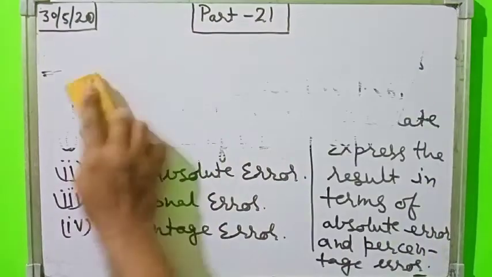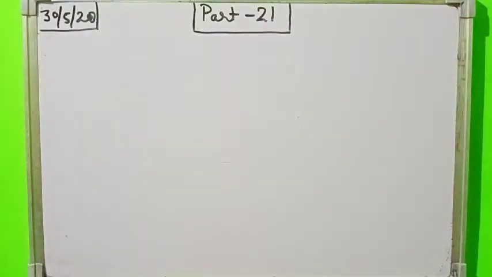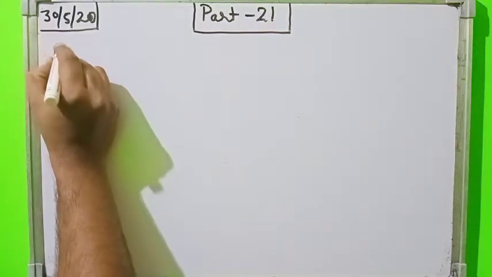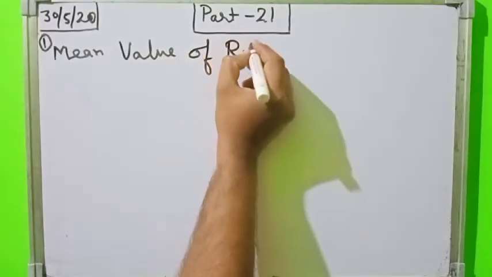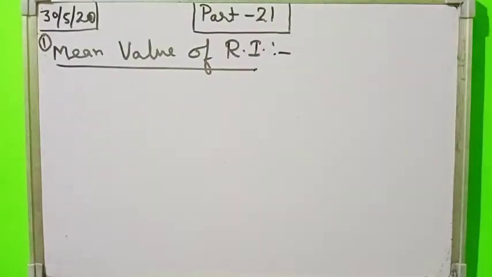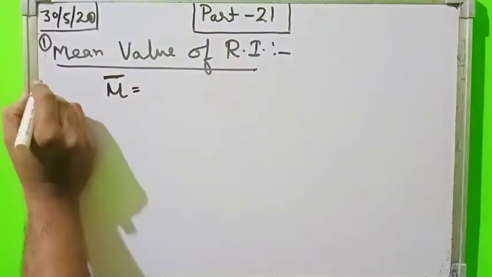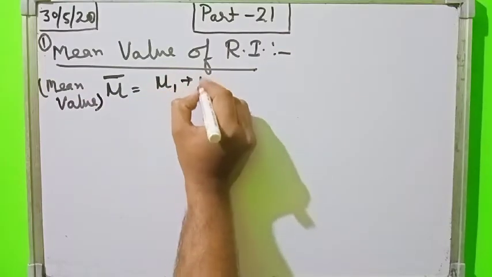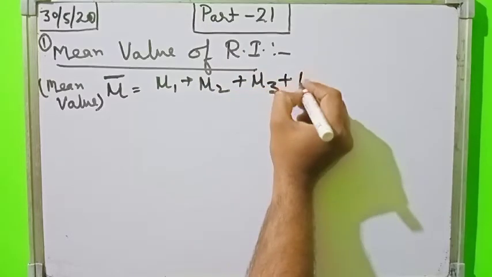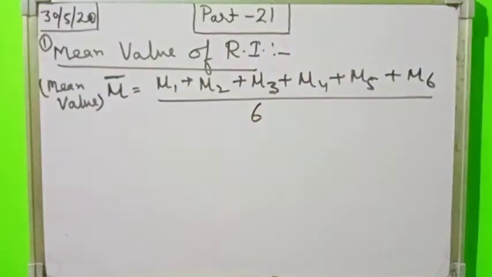Look at here. So first is the mean value of refractive index. We have to find out the mean value of refractive index. Suppose we had taken it as mu, then mu bar represents the mean value. Mu bar means mean value, and it is equal to mu1 plus mu2 plus mu3 plus mu4 plus mu5 plus mu6 divided by 6. This is the mean value.